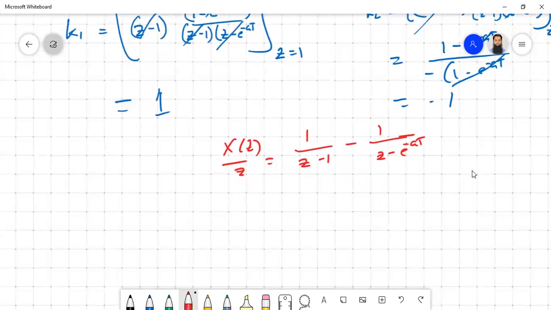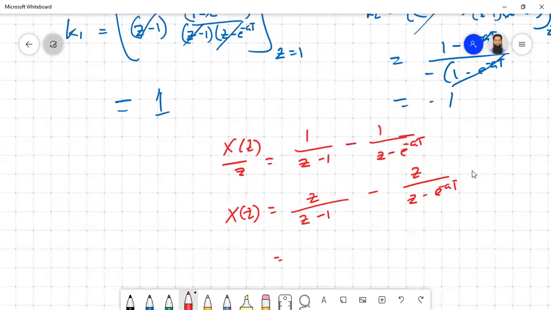Now finally we can take the z to the other side: z by (z minus 1) minus z by (z minus e to the power minus aT). So we can divide the numerator and the denominator by z. What we have is 1 by (1 minus z inverse), and similarly for the other side, 1 by (1 minus e to the minus aT z inverse).